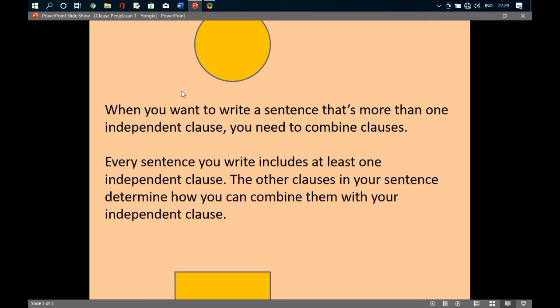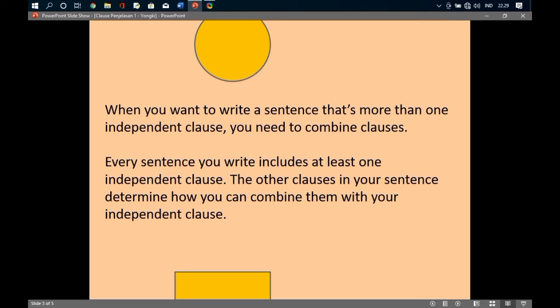It will have the subject and the verb. If you divide it and take just this part of the clauses, you will know that it could stand as one sentence, not if you just throw in the other clauses in your sentence. I'm going to give the example next. Every sentence you write includes at least one independent clause. So the independent clause is the most important clause of your sentence.